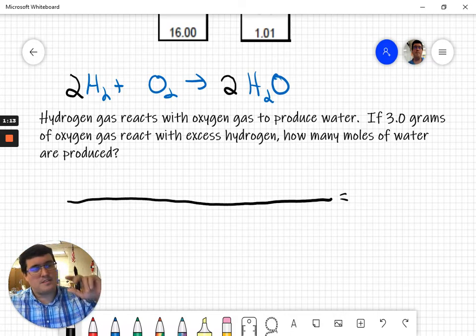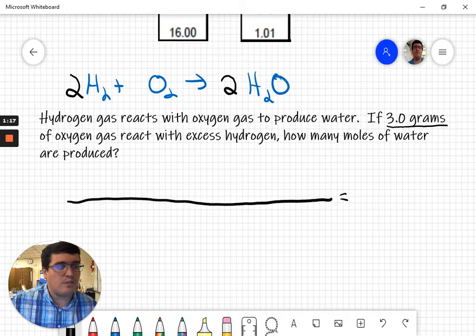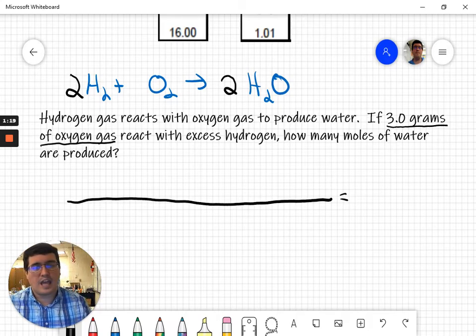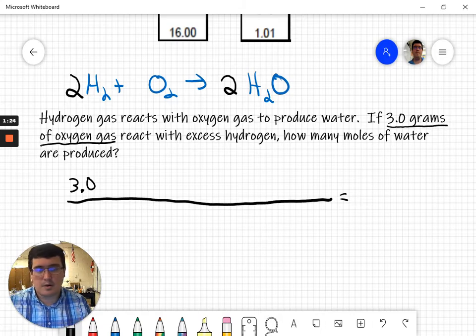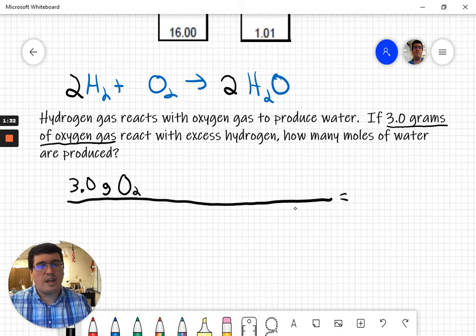The second step is figure out where you're going to start. And where are we going to start? We're going to start right here, 3.0 grams of oxygen gas. So I'm going to put the 3.0, that's easy enough, that's the number. The grams, shortcut of g, oxygen gas. Which of these things is oxygen gas? Well, O2, right? It's the only thing with oxygen just in it.